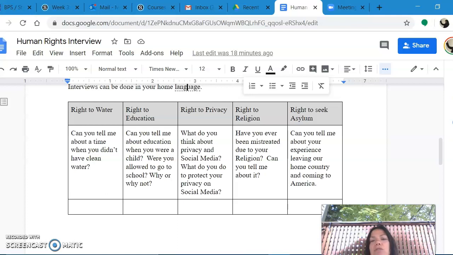And lastly, you might be interested in the right to seek asylum. You might ask your parents, what was the process like leaving your home country and coming to America? Were there people who helped along the way, or was it very difficult and dangerous travels? You might hear some stories you haven't heard before.